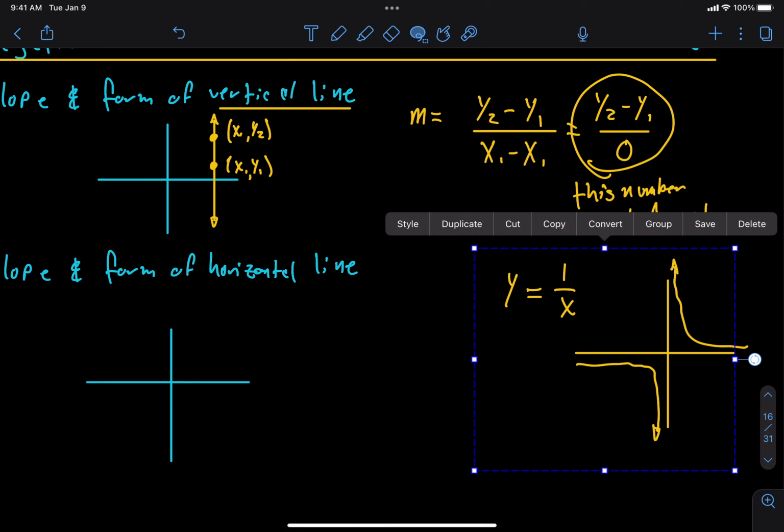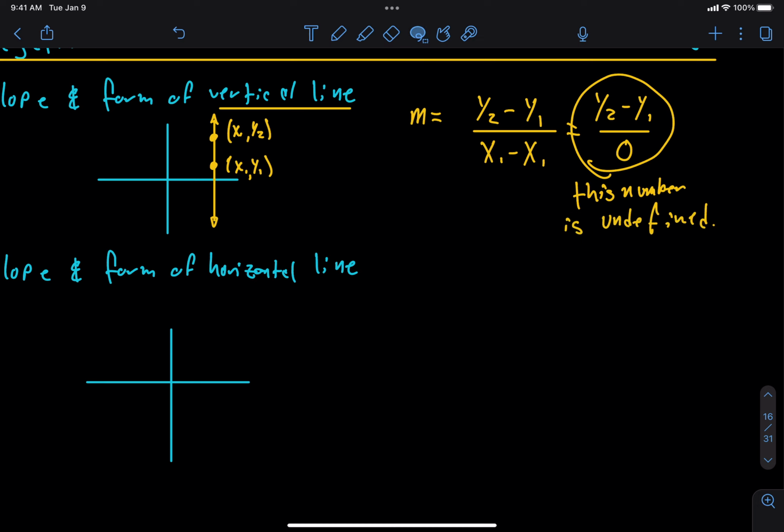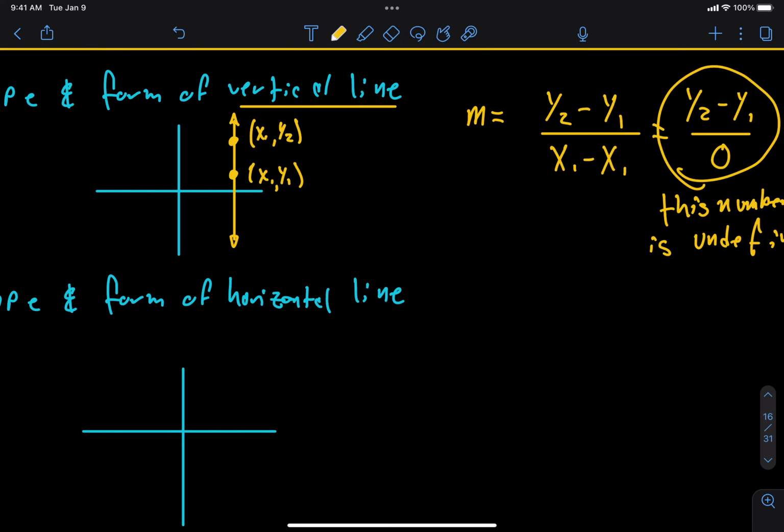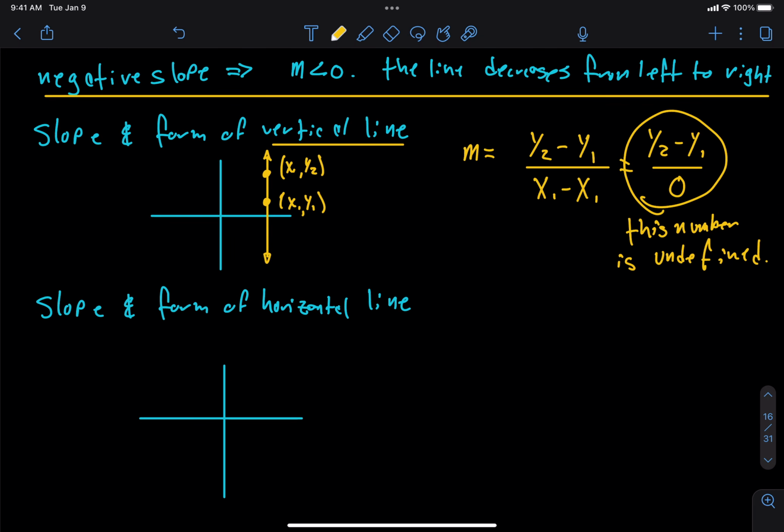So that is why we call it undefined, if you care to know. But what you need to know for the purpose of an exam is that, okay, how do I graph a vertical line? What is the slope of a vertical line? Undefined. And what is the equation of a vertical line?